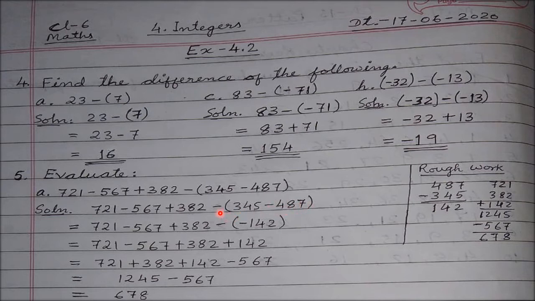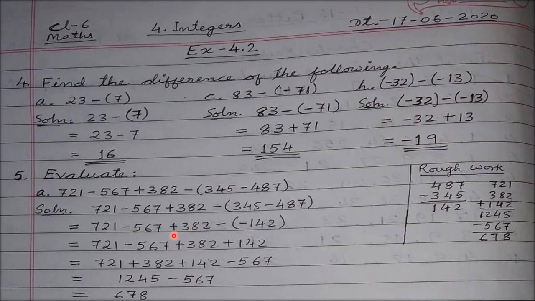487 is minus. Now outside the bracket is a minus sign. When this multiplies with this minus sign, then minus into minus will be plus. So 487 will be plus 487 if you open the bracket. Or you may apply the BODMAS rule. First solve inside the bracket. Inside the bracket we will get minus 142, because plus into minus is minus. 487 minus 345 is 142. Since the bigger one is with a minus sign, the minus sign will be used with the difference of these two integers.